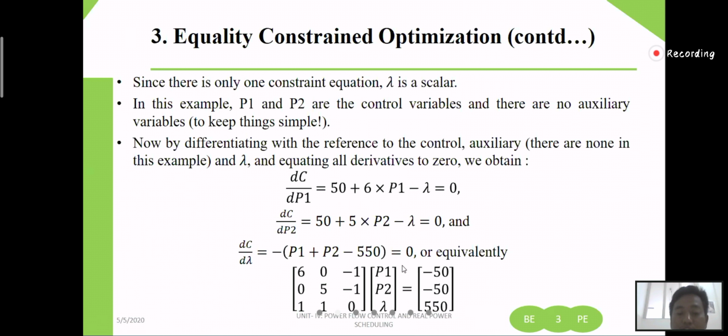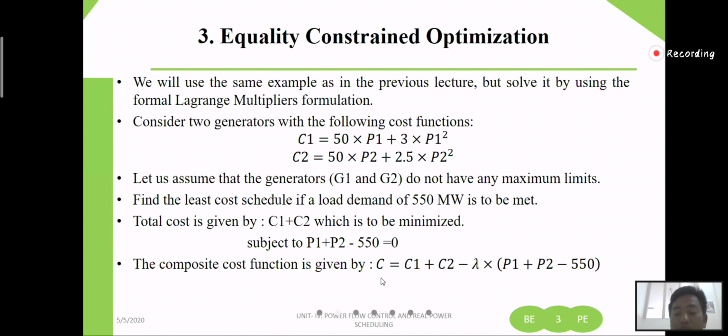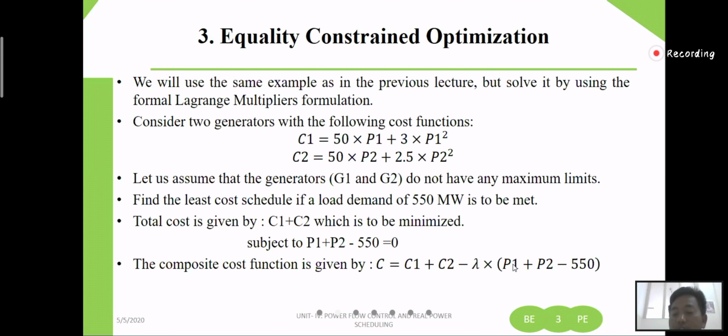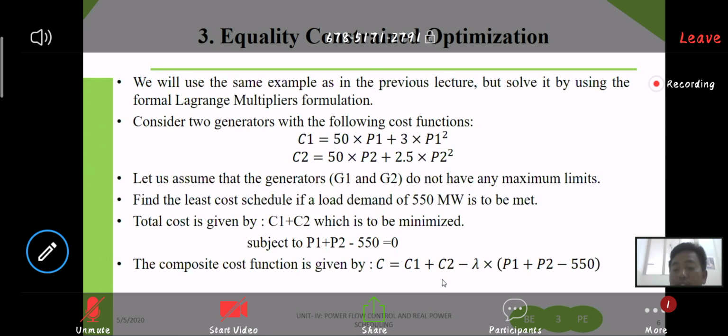Now differentiate this cost function with respect to P1, dC by dP1, the first control variable. So here, you are getting 50 when you differentiate, plus 6 into P1, minus lambda. P2 will be treated as 0 because we are differentiating with respect to P1.